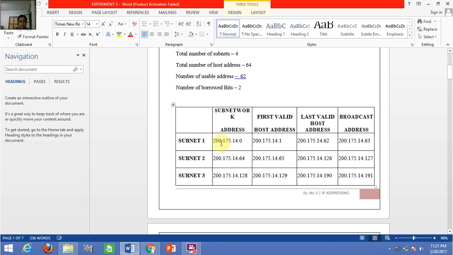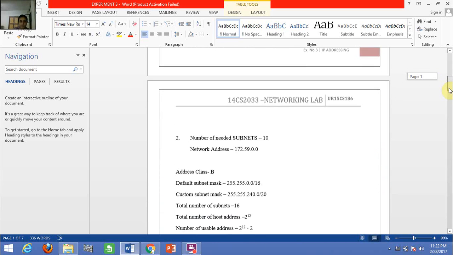Now the first valid host address would be 200.175.14.1 and the last valid host address will be 1 less than the broadcast address. The broadcast address will be the last address of the first subnet, which is 200.175.14.63, and the last valid host address will be 200.175.14.62. Similarly we are supposed to write this for all 3 subnets, that is subnet 1, subnet 2 and subnet 3. And we have some more questions over here.